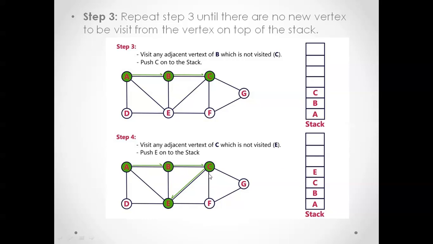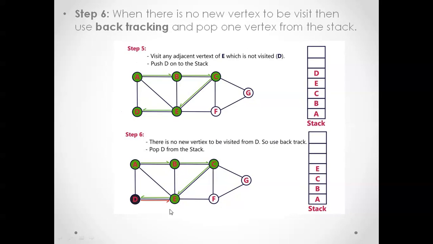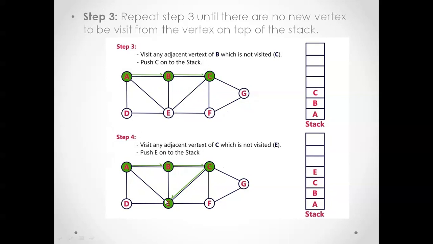So now move to step number 5. What is step number 5 here? Visit an adjacent vertex of E which is not visited. What are the adjacent elements of E here? D and F. Both are not visited. Now I am choosing D.